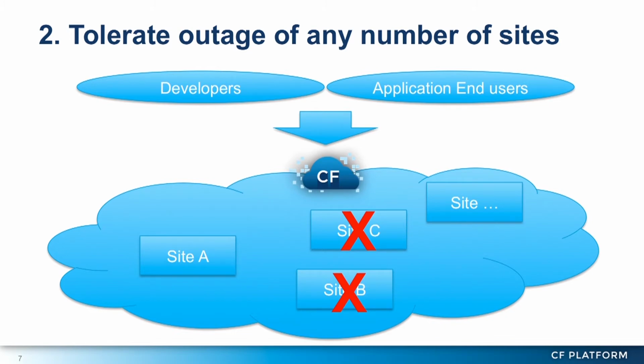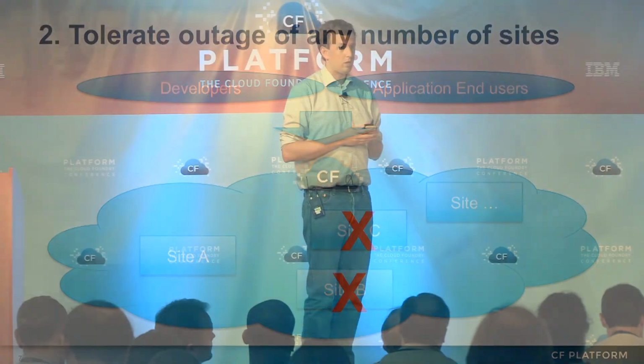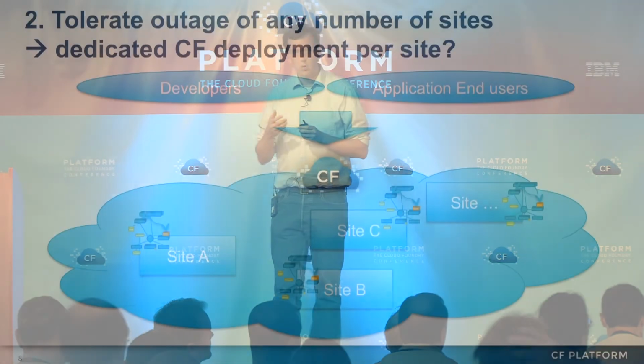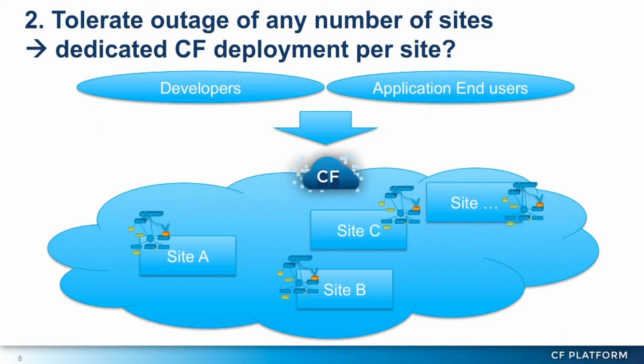So the obvious approach for working around the outage of one or multiple sites is you could be deploying Cloud Foundry, an entire set of Cloud Foundry components that I talked about before, into each particular region. Each of those regions would be self-contained.